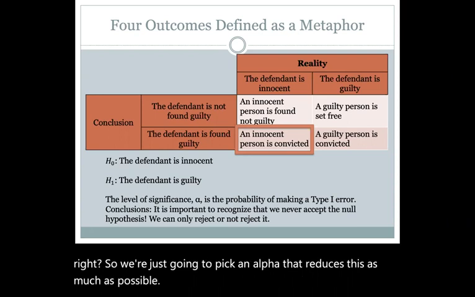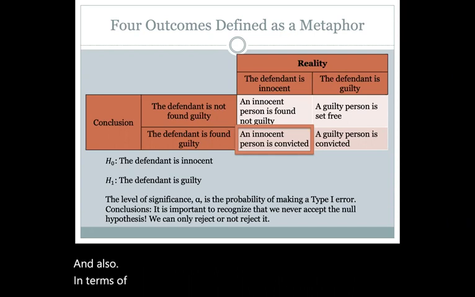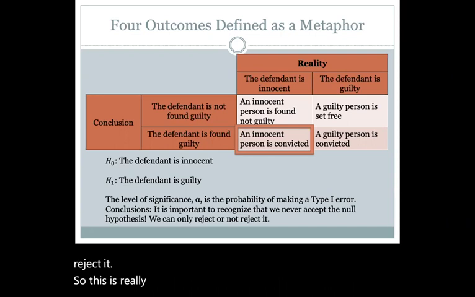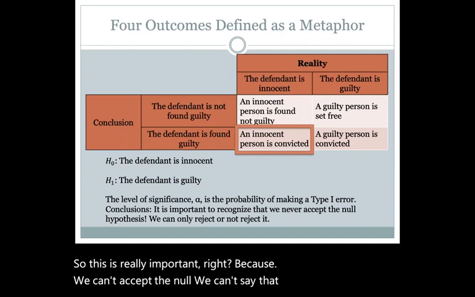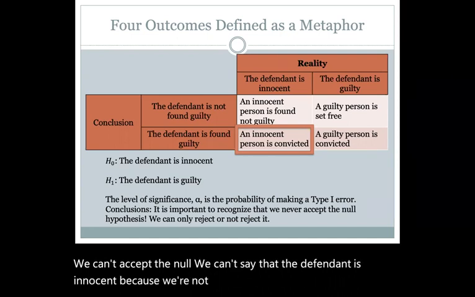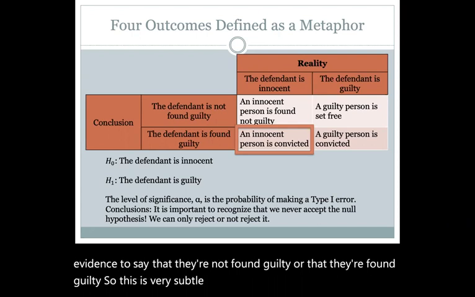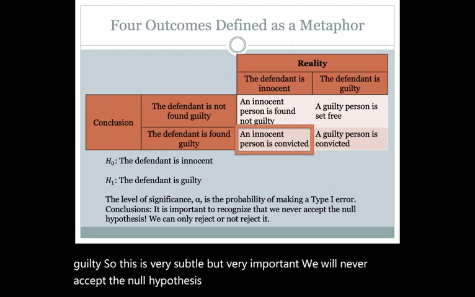And also, in terms of this example, right, it's important to recognize that we never accept the null hypothesis, right? We can only reject or not reject it. So this is really important, right? Because we can't accept the null. We can't say that the defendant is innocent because we're not sure, right? We either had enough evidence to say that they're not found guilty or that they're found guilty. So this is very subtle, but very important. We will never accept the null hypothesis as true. We can only reject or not reject it. So that's how we're going to phrase all of our conclusions.